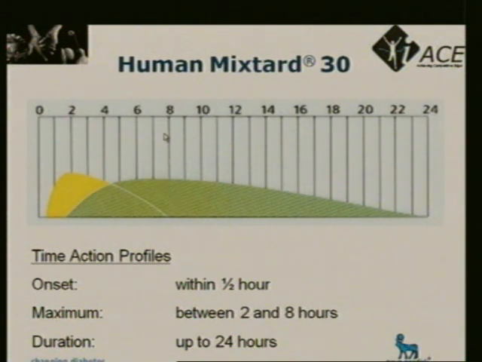This is the action profile of the premixed insulins, or the biphasic insulins, which is a combination, for instance, in human Mixtard 30-70, of 30% short-acting insulin and 70% long-acting insulin. So this is a combined action profile of the two insulins when they are injected together.